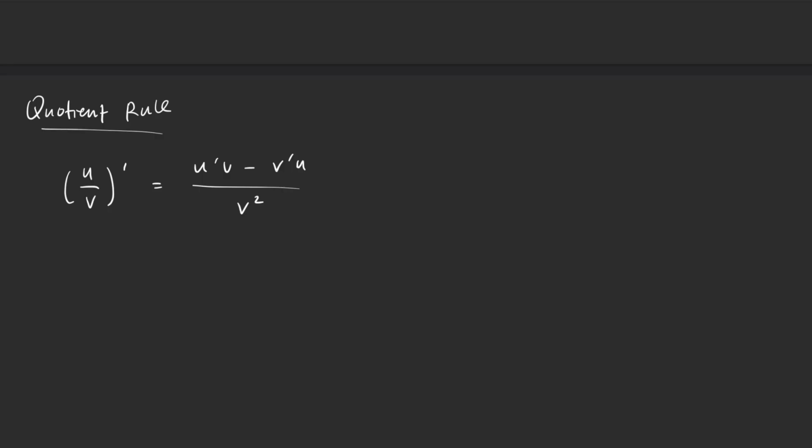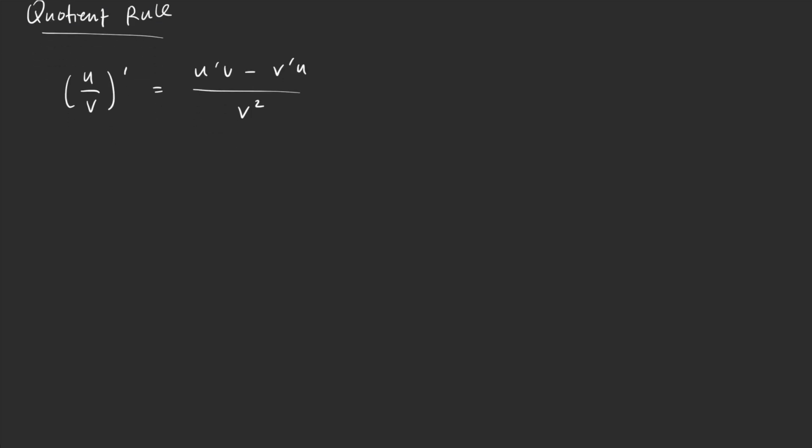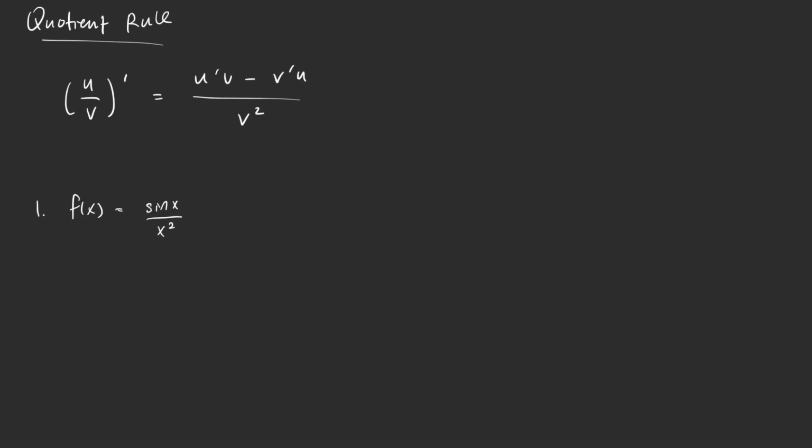Something you can say to remember it, you can just say u prime v minus v prime u over v squared, or you can say low d high minus high d low all over low squared. Now we want to do some examples with this, so I'm going to use sine x again. So let's say we had f of x is equal to sine x over x squared. Wow, how do you do that? Well, we use our nice quotient rule.